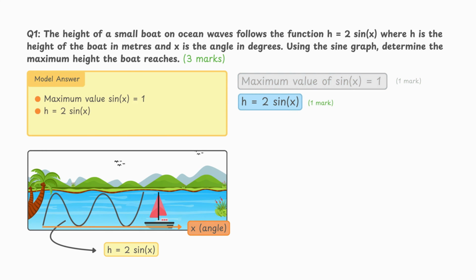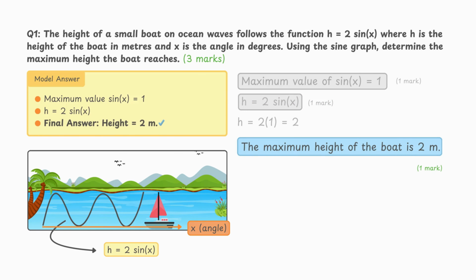So now we use that information in the function. If sine x is at its maximum value of 1, then we substitute that into the equation. So we get h equals 2 multiplied by 1. This gives h equals 2. So the maximum height the boat can reach is 2 meters. This earns 1 mark.